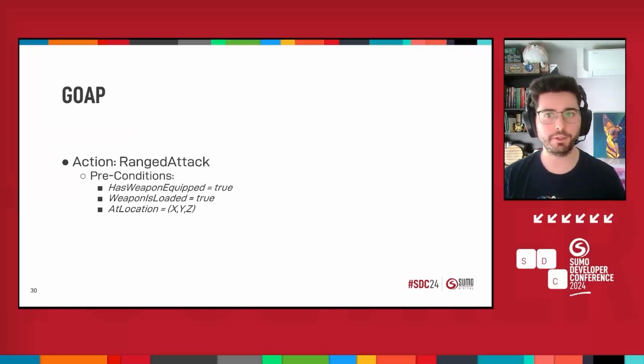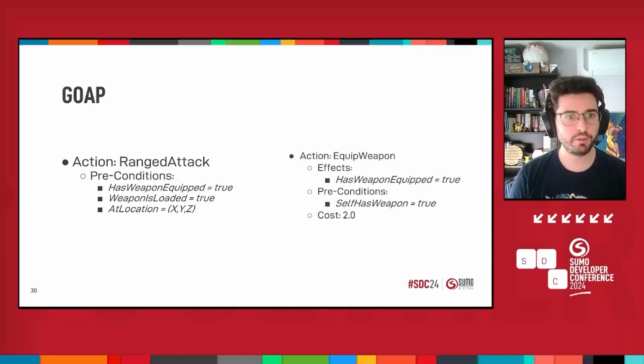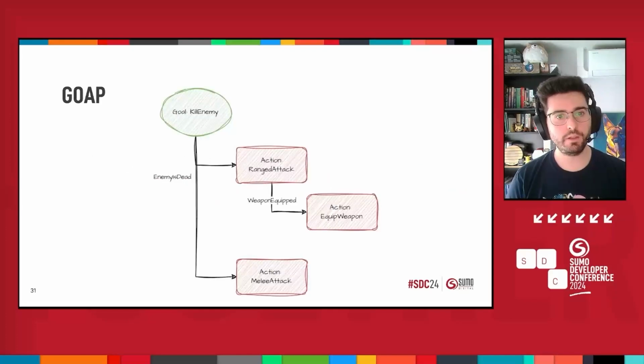Okay, so now we're going to have to look again for a list of actions that have the effect to equip a weapon. We found the action equip weapon, which has the effect we're looking for. And so we chain that to our plan. So in order to perform a ranged attack action, we first have to equip a weapon. So we are going to chain the equip action.